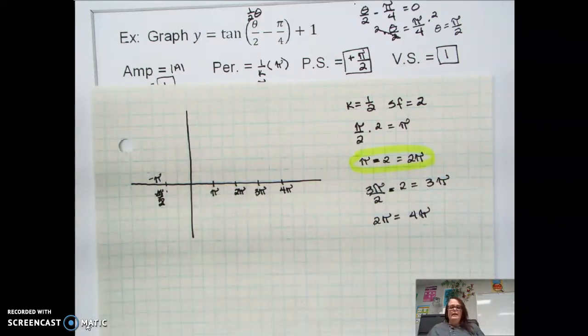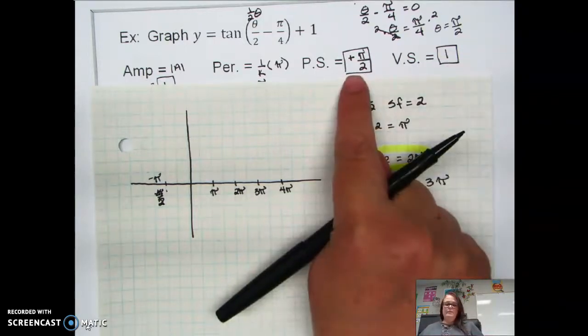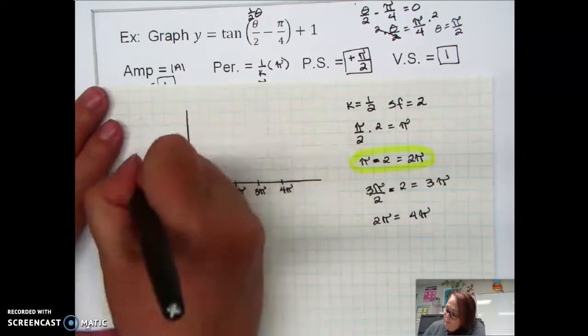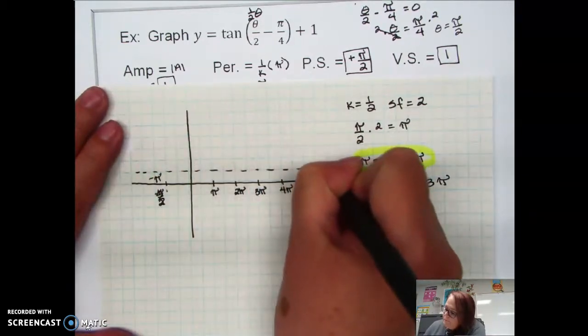So then I can also do my vertical shift. Again, I'm doing everything but this phase shift. So my new midline is going to be at y is equal to 1.